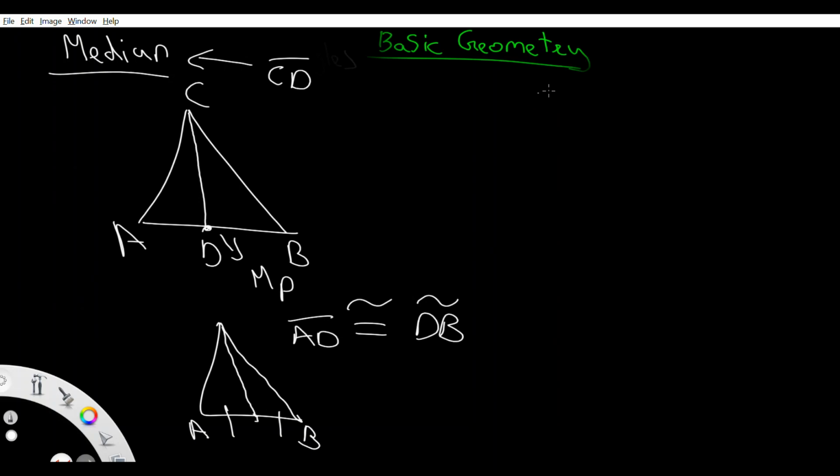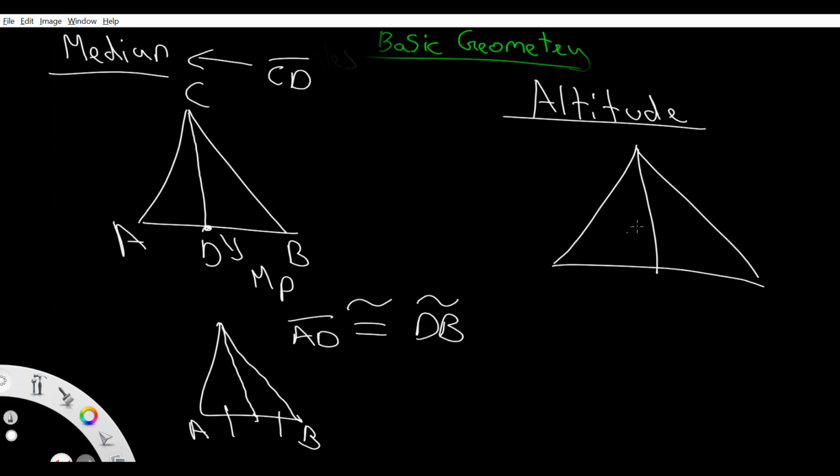Now, another thing that is similar to this is an altitude. What's an altitude? It looks something like this. Let's use the same triangle. But in this case, D is not the midpoint of AB. These are not the same. But what does happen is that they form right angle triangles here. So an altitude cuts the triangle so that it forms right angle triangles.